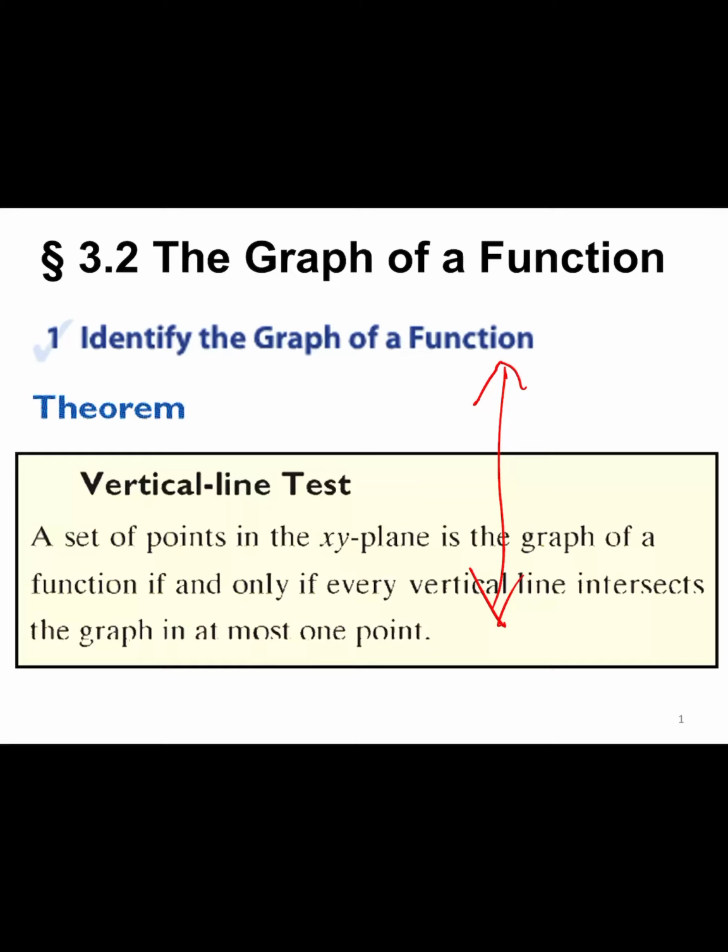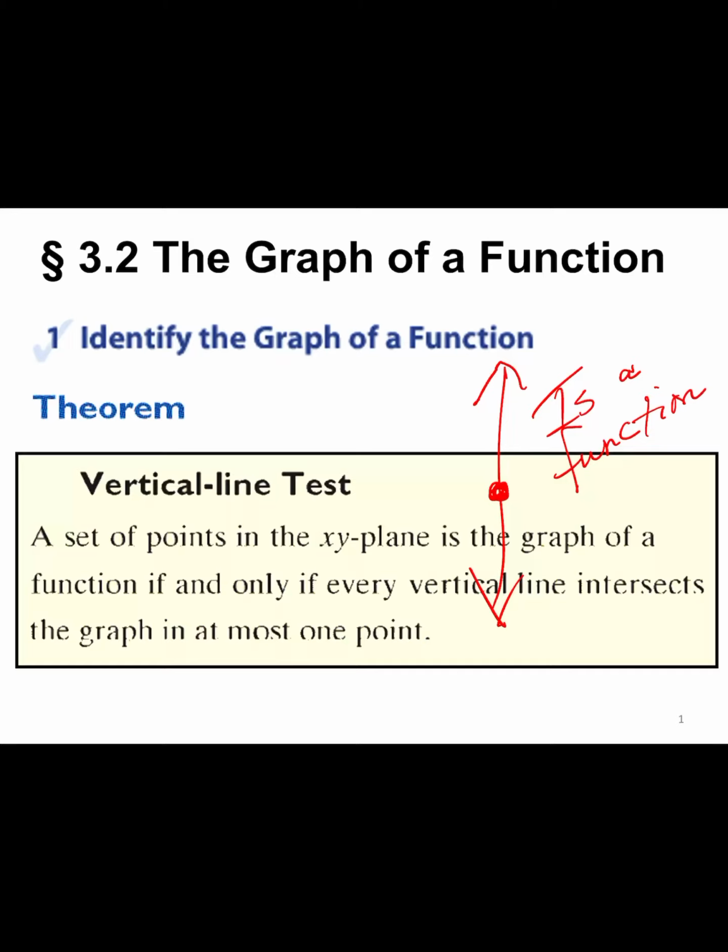Now, the vertical line test, there's the math jargon right there below. A set of points in the XY plane is the graph of a function if and only if every vertical line intersects the graph in at most one point. All that is saying is if you draw vertical lines anywhere through a graph and that vertical line only hits one time, then that graph is a function.